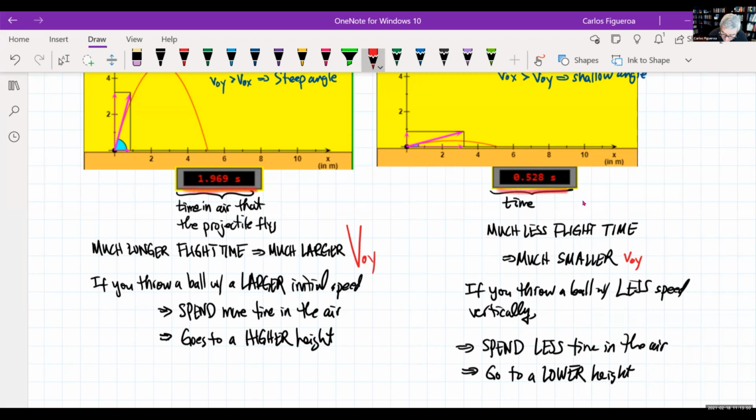If it has more time in the air vertically, then it has to go to a higher height. Whereas in this one, because it doesn't have such a big V initial y, it's not in the air as long, and so it goes to a lower height. So effectively, if I put more emphasis on throwing it in the y direction, I'm going to have higher heights and longer flight times. If I don't do that, then I'm going to have lower heights and a shorter flight time. But it really all depends on how much speed you're given in the y direction here.